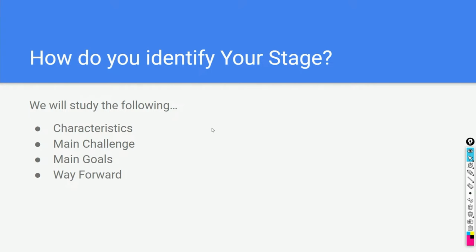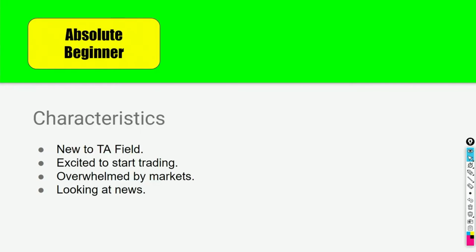Okay, so we will study the following 4 things. We will study the characteristics of each stage, the main challenges each stage faces, the main goals each trader in each phase wants to achieve, and how they can move forward. What is the way forward for them? Now, I'm not going to spend too much time, but it is important that we go through this. So, absolute beginner: what are the characteristics of an absolute beginner? How will you identify that you are an absolute beginner?